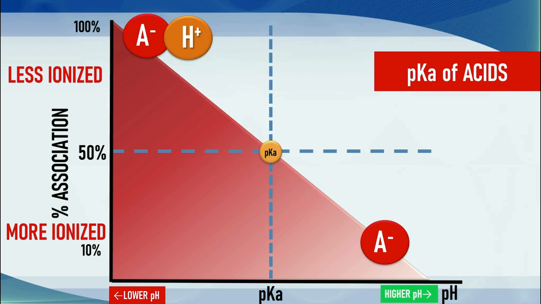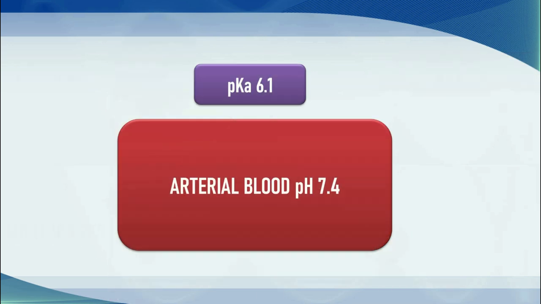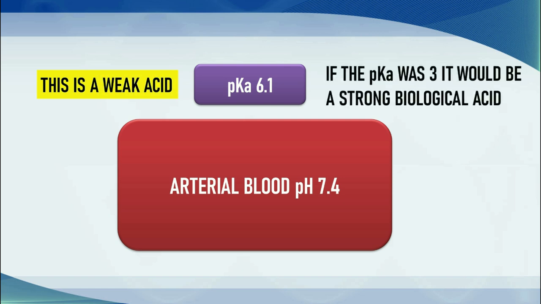A strong acid, for example, may have a pKa of 2 or 3. A weak acid would have a pKa of 6. So this is a weak acid. If the pKa was 3, it would be a strong biological acid.